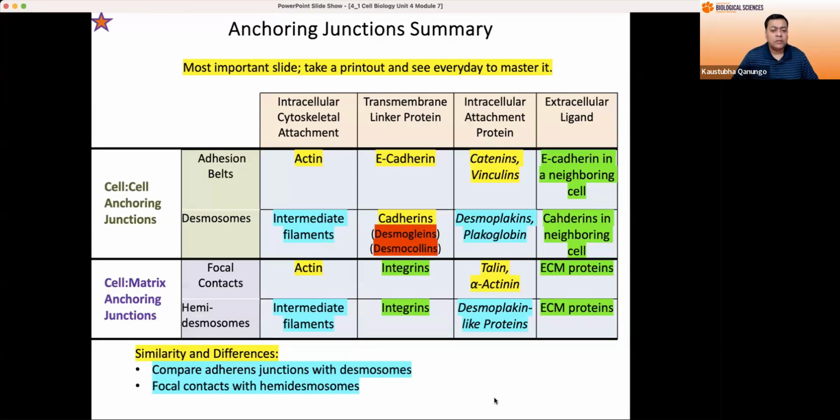So based on this, we can have several questions. Just make sure you read the question correctly, so that you don't miss what is being asked. Compare similarities and differences: compare adherens junctions with desmosomes, and focal contacts with hemidesmosomes. This is very important for your exam. So that will do it.